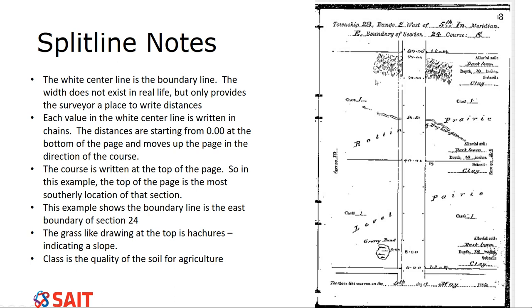It's called a split line because this middle center is imaginary. It's an infinitely small line, and all they're doing is trying to show what the measurements are along that boundary. It's kind of like a topographic survey in one direction. They measured from 0 chains, because it was all in chains, all the way up to 80 chains. It starts at 0, goes up, and tells you where these different land features are found.